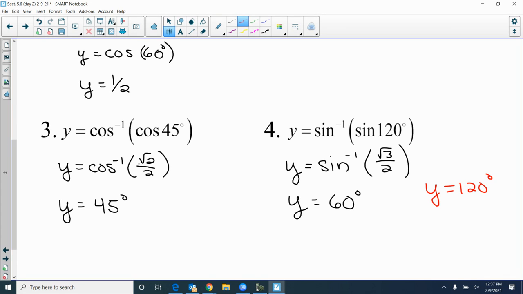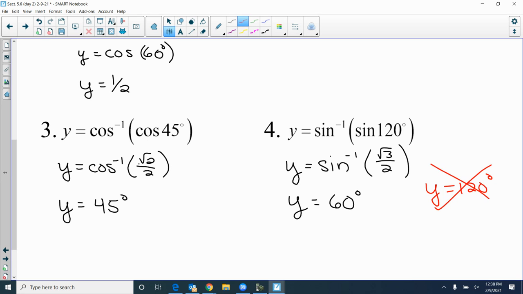It is not between -90 and 90. So this is one you gotta watch, because a lot of times the answer was always what we started with, like 45 degrees, 45 degrees. You gotta watch, 120 degrees here doesn't mean it's 120 there. So it's going to be 60 degrees, because that's where that range is.